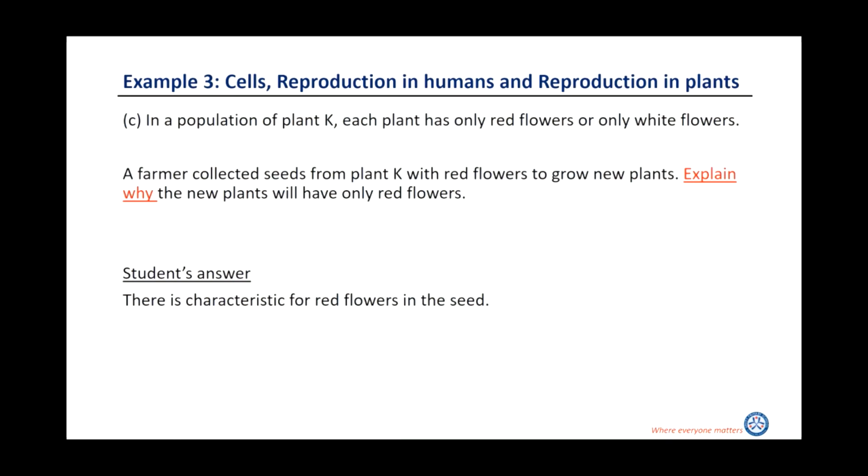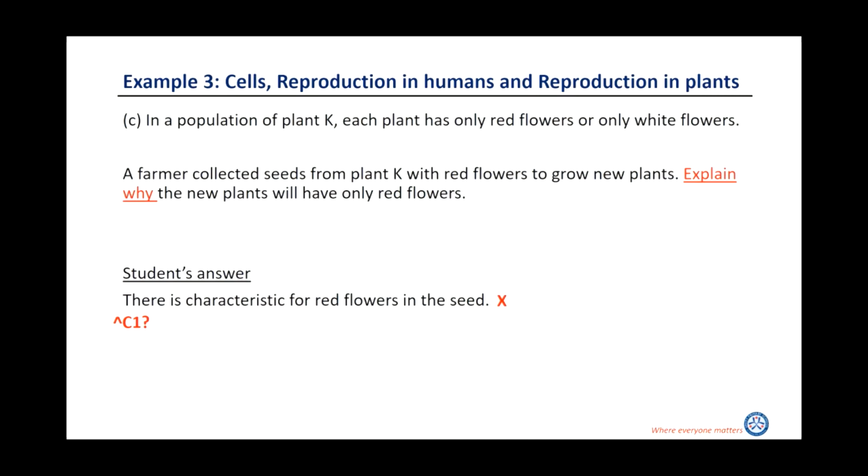In a population of plant K, each plant has only red flowers or only white flowers. A farmer collected seeds from plant K with red flowers to grow new plants. Explain why the new plants will have only red flowers. The student's answer is, there is characteristic for red flowers in the seed. The student did not mention the concept of the seed containing the genetic information.